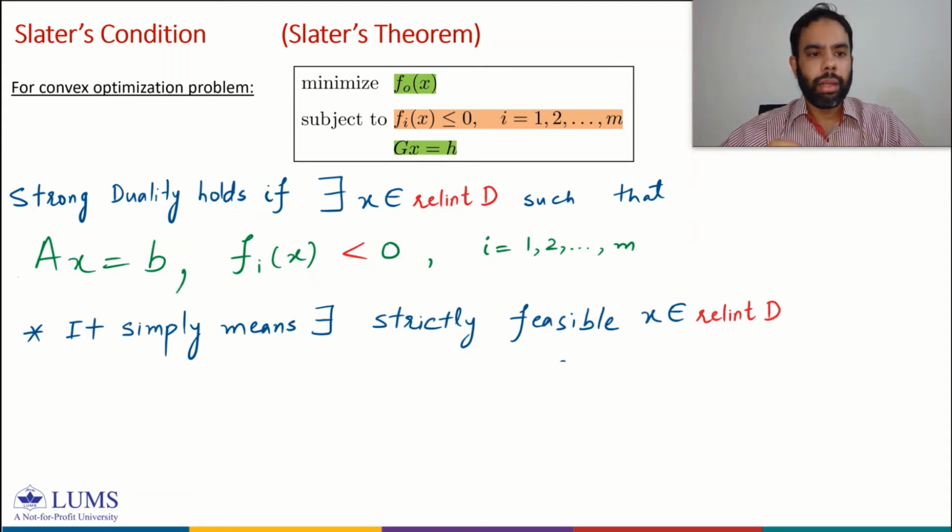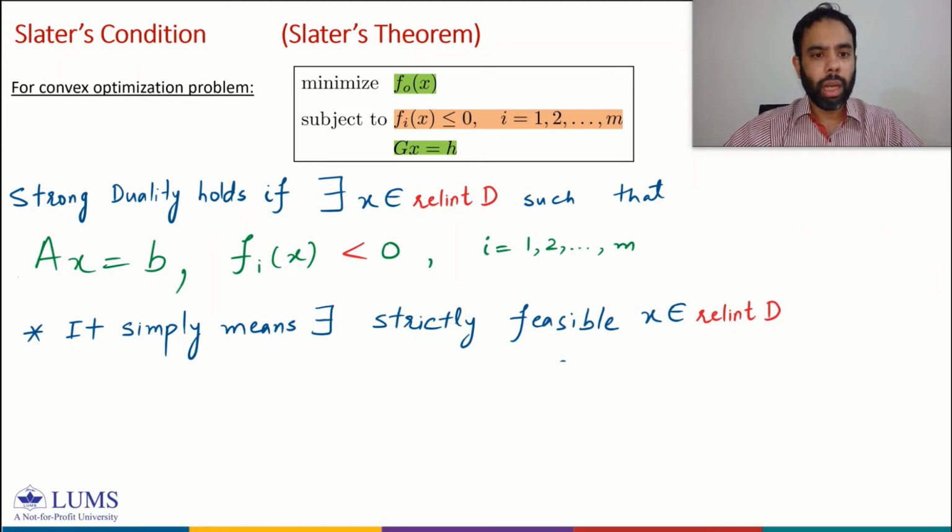So Slater's condition informs us that the duality gap would be 0, or strong duality holds, if there exists a strictly feasible X, or we have an X for which the inequality constraint function holds with strict inequality. You see here that this condition is very simple, but it is very powerful and it is used very widely to show that the solution of the dual problem is equal to the solution of the primal problem when Slater's condition holds.